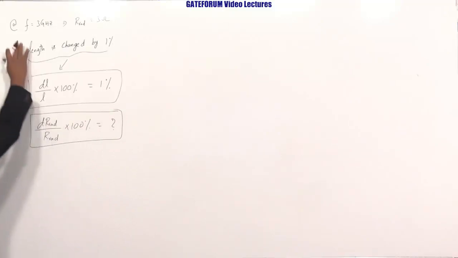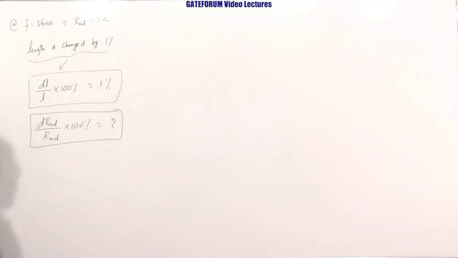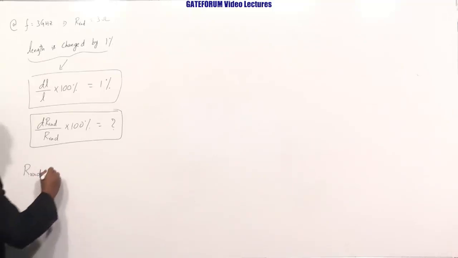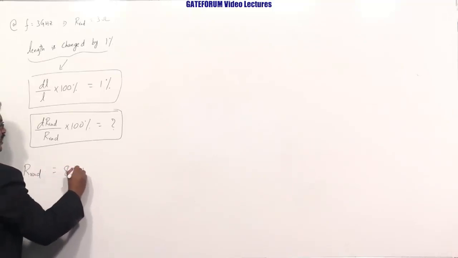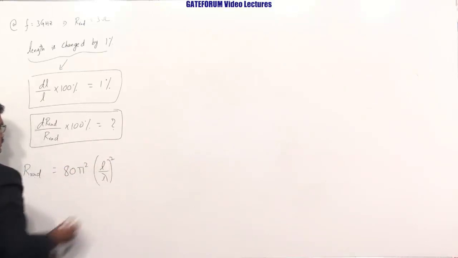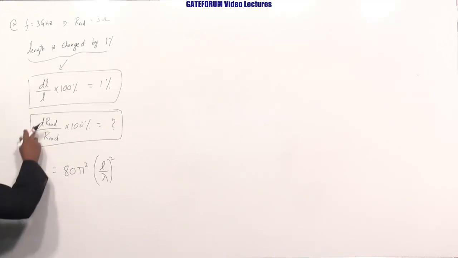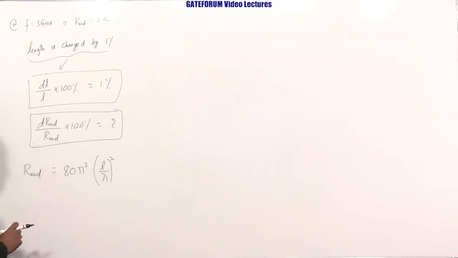Now they have given that at the frequency F equal to 3 GHz, the radiation resistance is equal to 3 ohms. We know that due to a small dipole, the radiation resistance is given by 80 pi square into (L by lambda) whole square. This is the expression for radiation resistance. Here you want to determine the percentage change in radiation resistance.